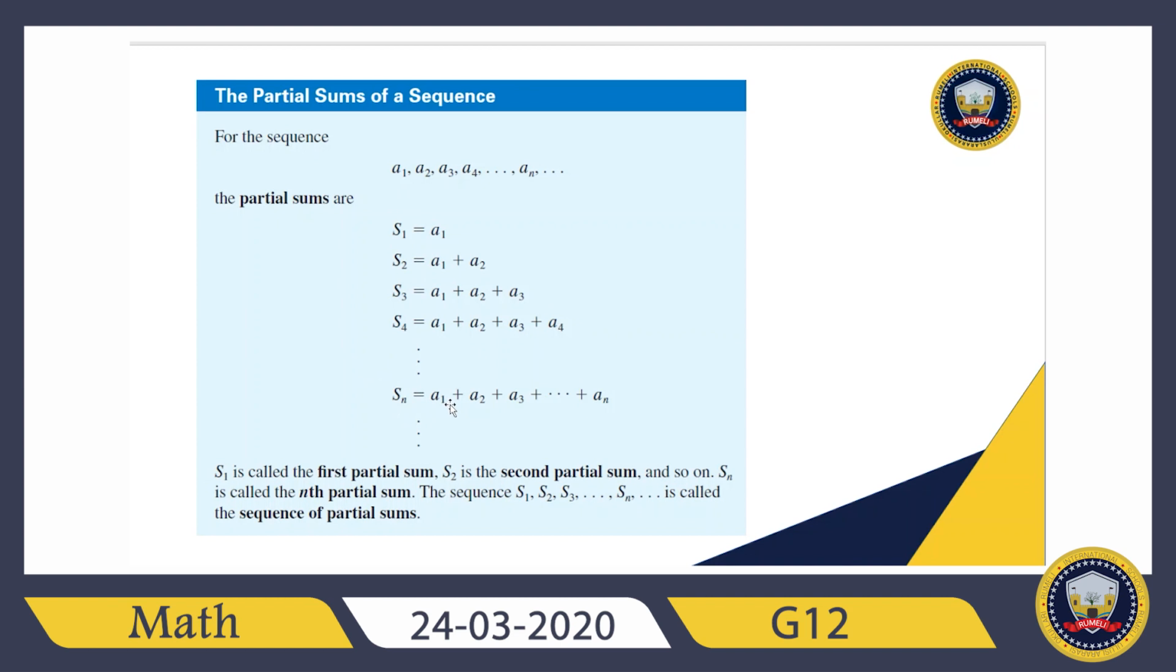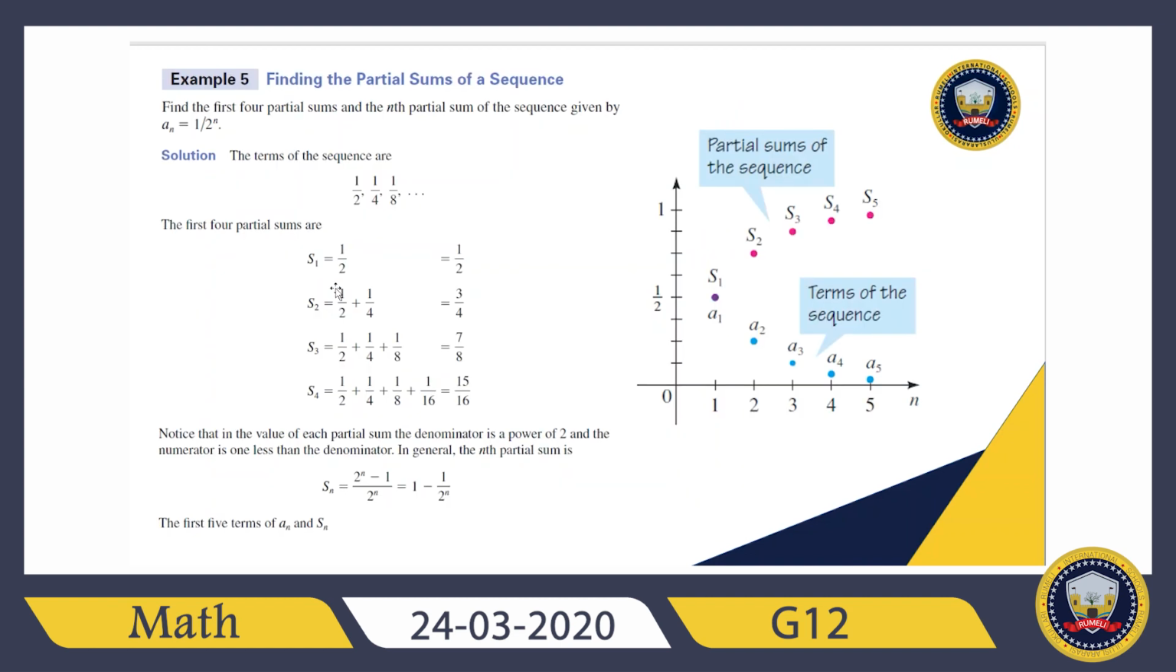Let's take an example about this. In this question, it's asking me to find the first 4 partial sums and the nth partial sum of the sequence given by an equals 1 over 2 to the power n. So maybe we will ask: where are these terms? Where are the numbers? I cannot see the numbers. I have only this an equals 1 over 2^n. So basically you can find the numbers by just plugging in the numbers instead of n.